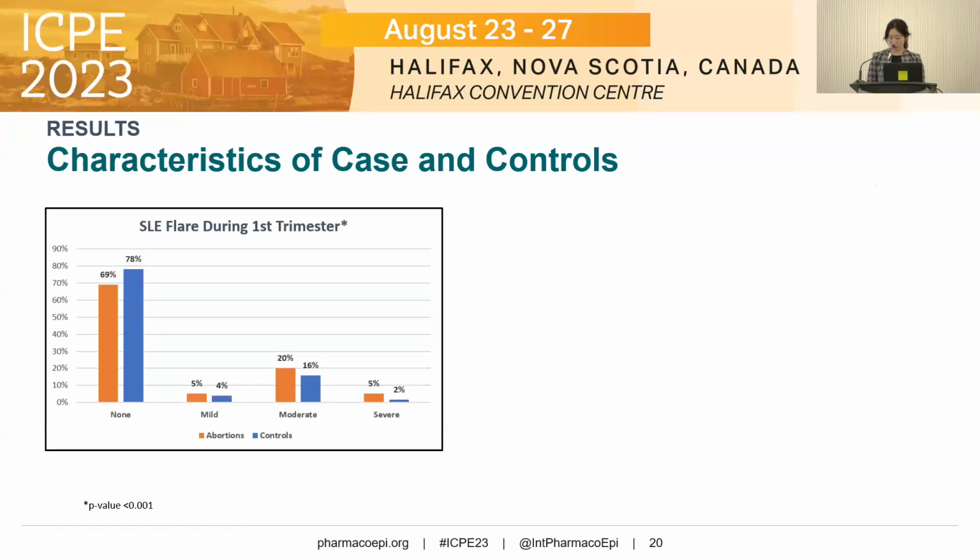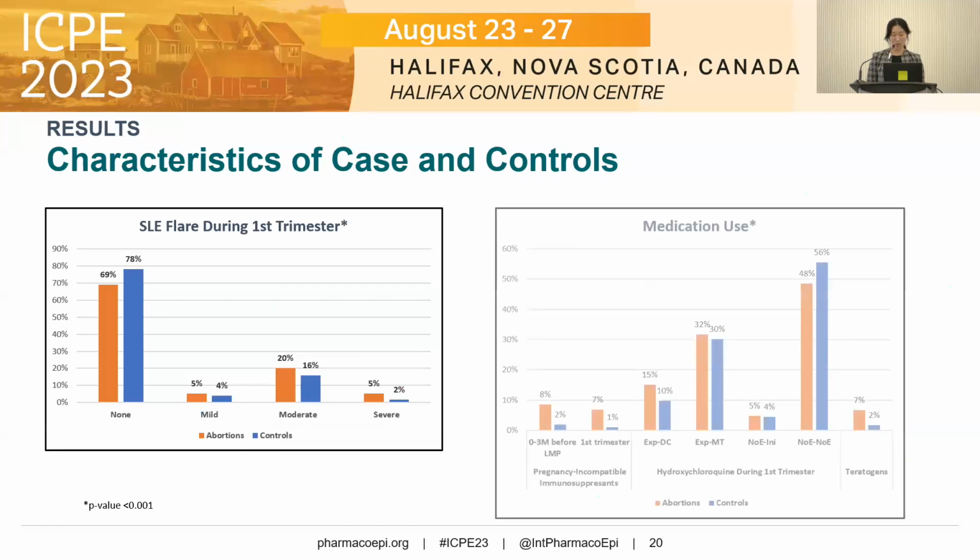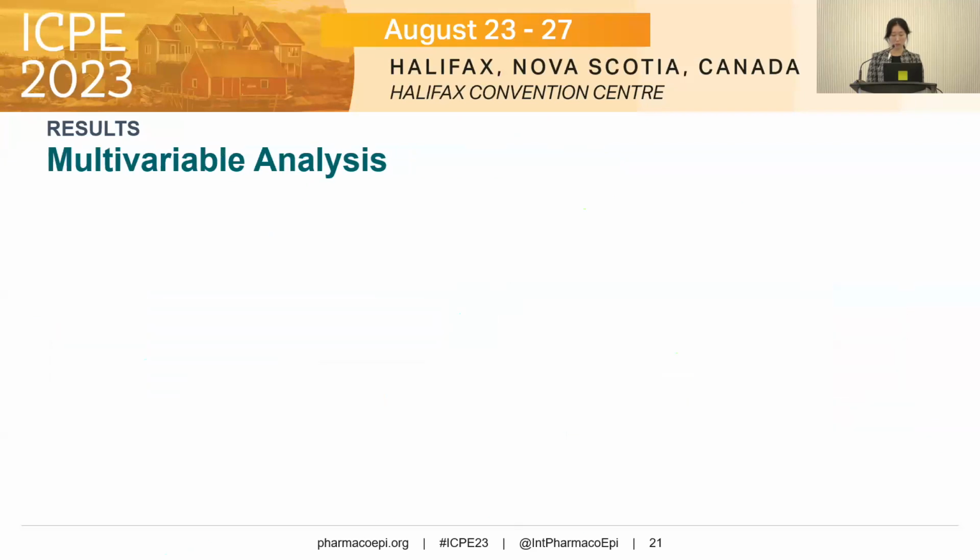Patients with abortion had a higher prevalence of lupus flare during the first trimester, and a higher prevalence of pregnancy-incompatible immunosuppressant use was observed before 3 months and during the first trimester. Also, patients with abortion had a higher proportion of hydroxychloroquine use before conception, and both those who discontinued during pregnancy and those who maintained during pregnancy were higher in the abortion population.